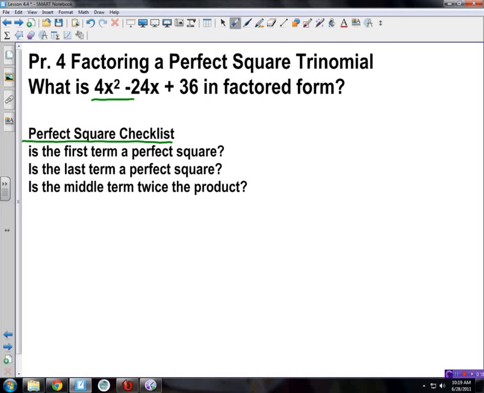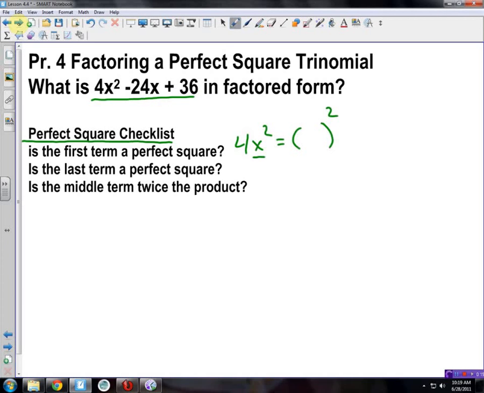So 2x squared. We have 2x times 2x would be 4x squared. So that's what we're looking at when I say is the first term a perfect square. Is the last term a perfect square? Well, 36 is just 6 squared. So yes and yes. So we have 2 checks. Check on the first one, check on the second one.